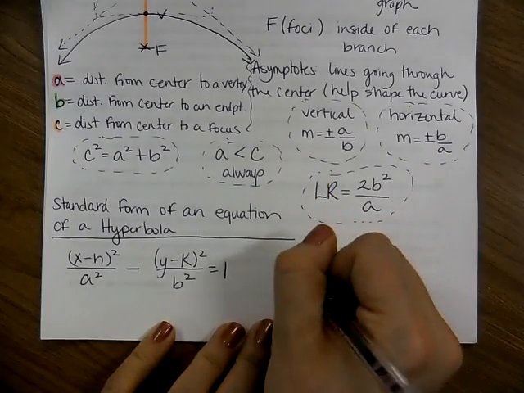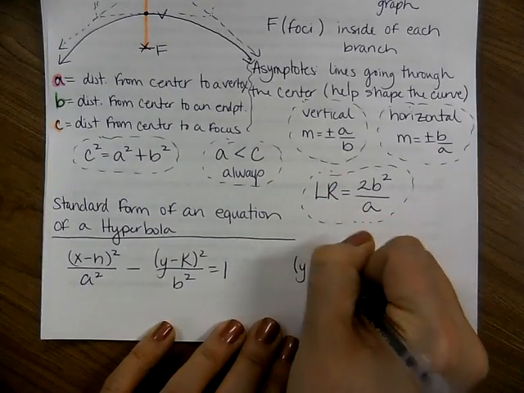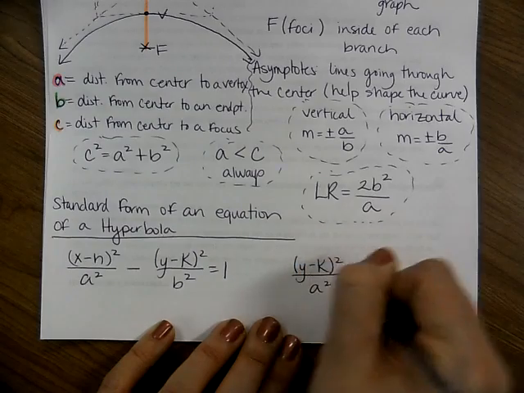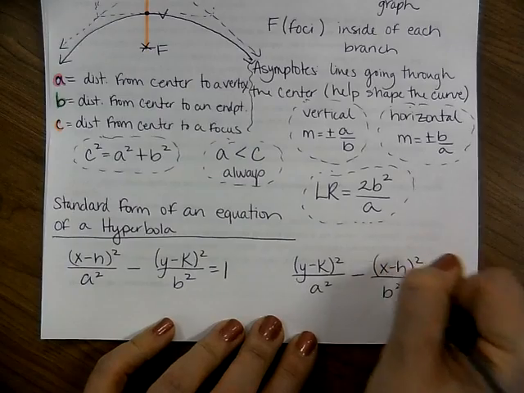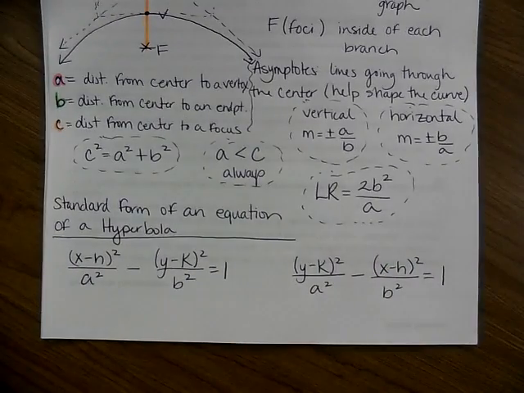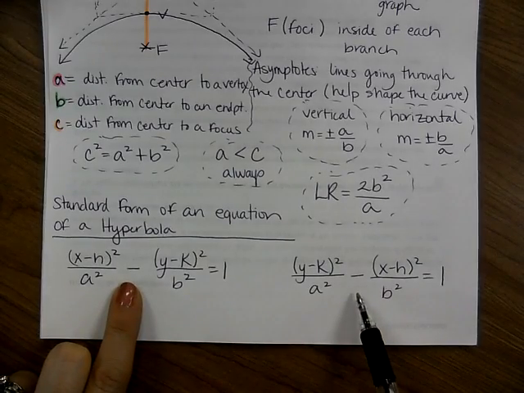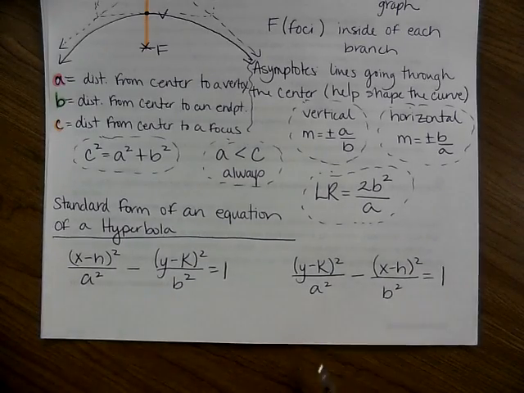Or y minus k squared over a squared minus x minus h squared over b squared equals 1. So here's the deal. What do you notice about these equations? Like different than the ellipse, say. Yeah, this is huge. This subtraction right there. When you have a negative squared term, you know it's a hyperbola. So there's this minus.